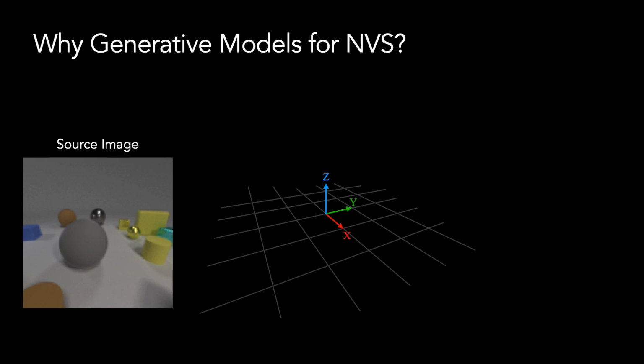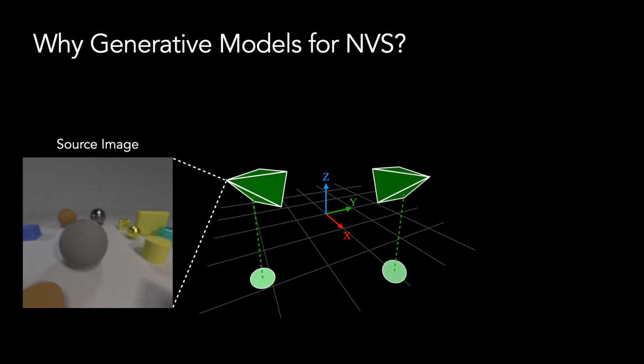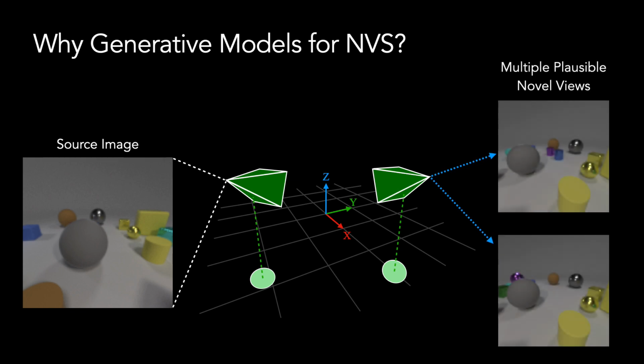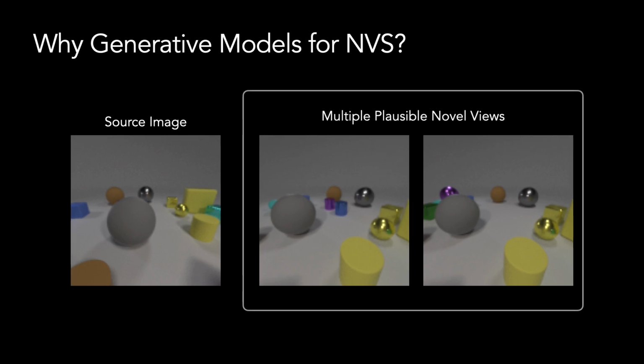Novel view synthesis is a problem that is well suited for generative modeling due to large amounts of uncertainty. In this example, we are given an image of a simple scene, shown on the left, captured from this camera pose here. If we view the scene from a new perspective on the right, there may be many plausible images for how the scene may appear. These uncertainties can be due to factors such as occlusions, or unobserved regions outside the view of the source image.